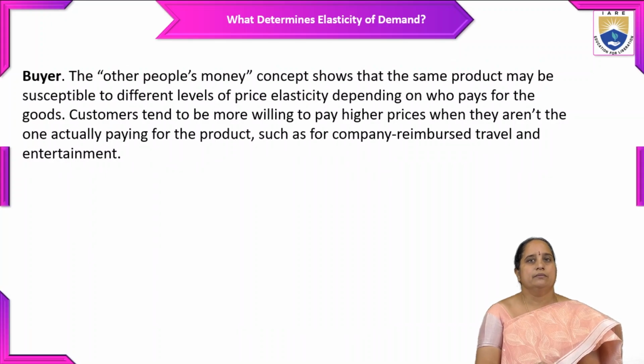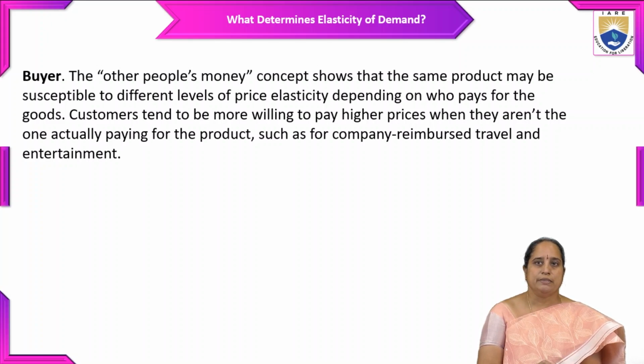Then comes the buyer. The other people's money concept shows the same product may be susceptible to different levels of price elasticity depending on who pays for the goods. Customers tend to be more willing to pay higher prices when they aren't the one actually paying for the product, such as for company-reimbursed travel and entertainment.